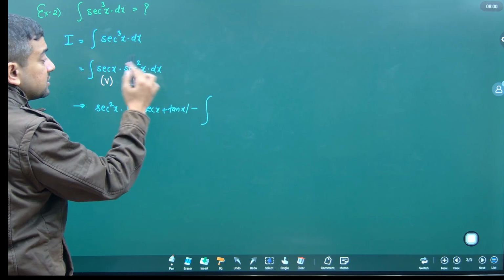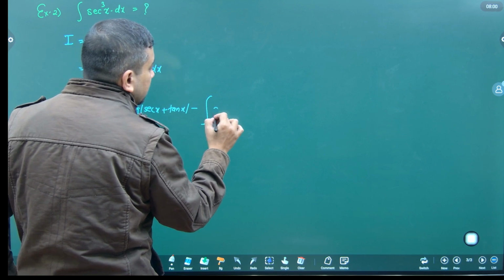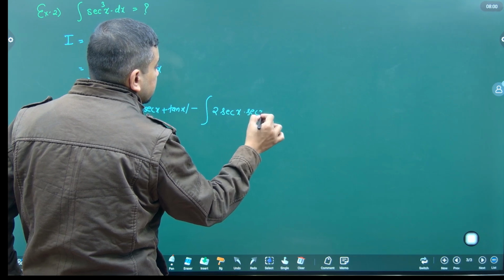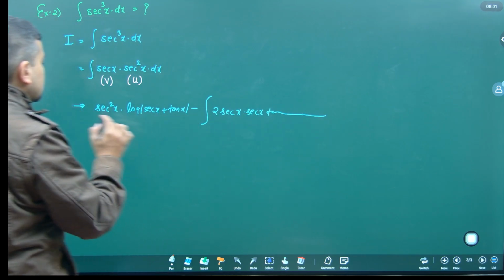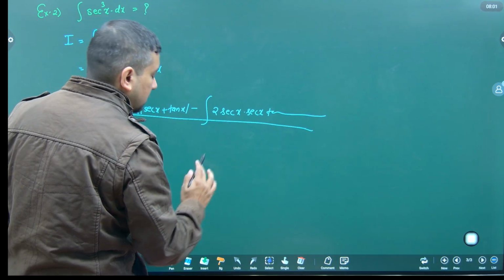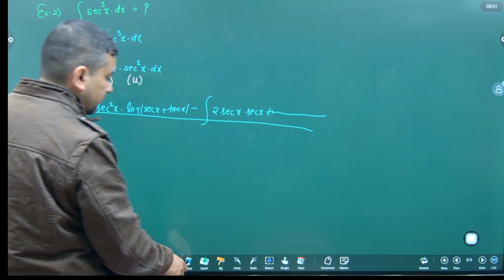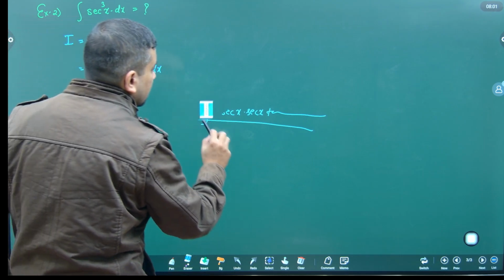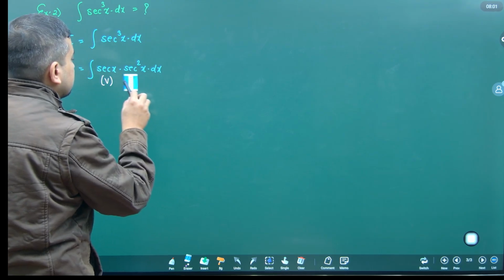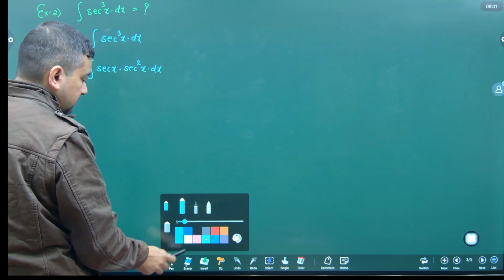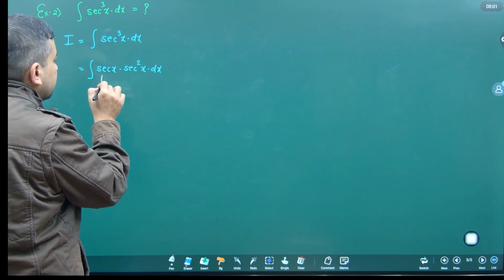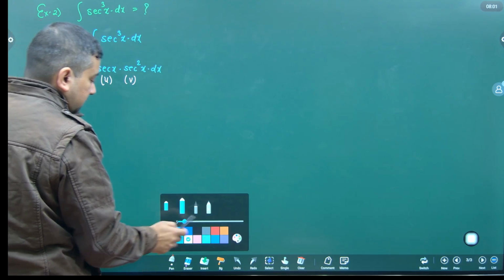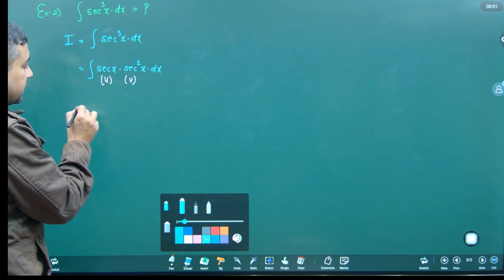Minus integral of the derivative of sec square x, which is 2 sec x into the derivative of sec x, sec x into tan x. So unnecessarily the terms are getting increased. Instead of that, we will assume this as u and this as v. Then see what happens, whether the terms get reduced or not.